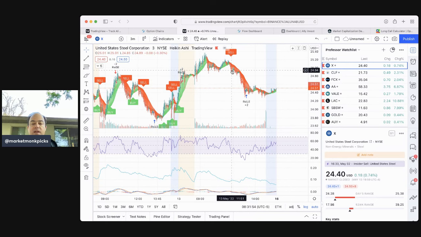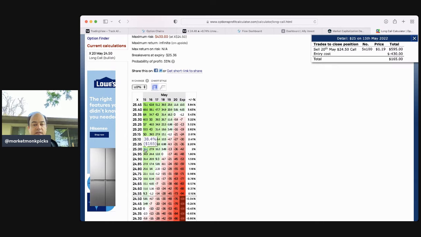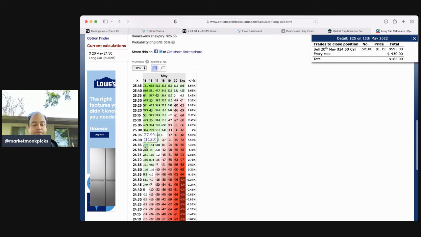But here, okay, so it opened at 24.93, went up to 25.31. Like, let's say it retests that, gets back into that 25. If it were to approach $25, you can see that my trade I'd get 38% on that. So that would be good. And I'd probably scale out well before that.